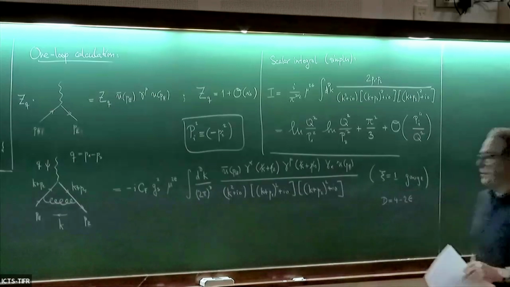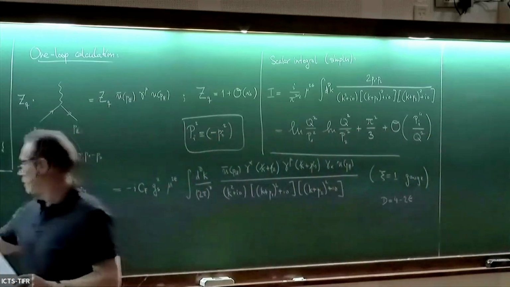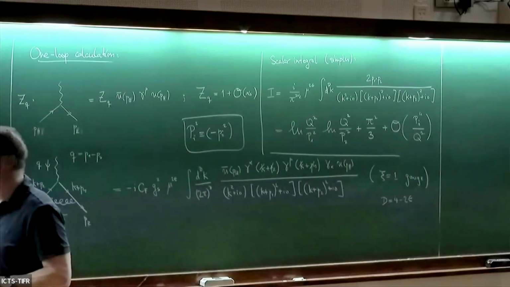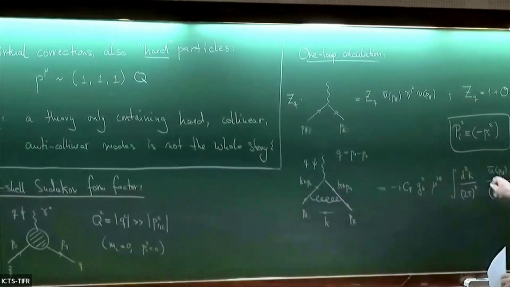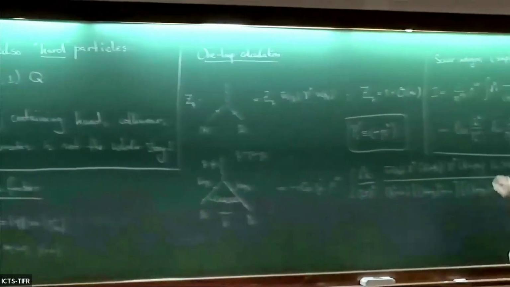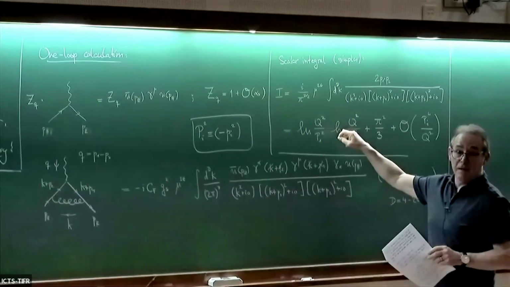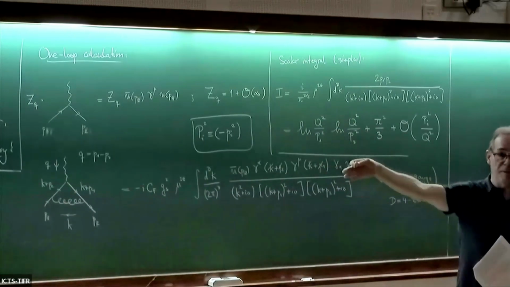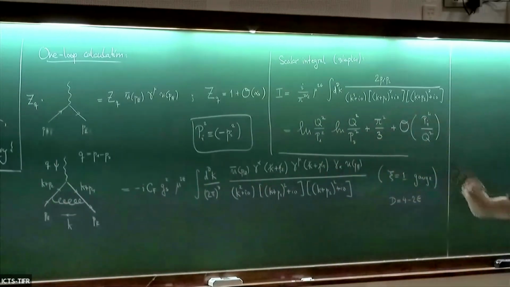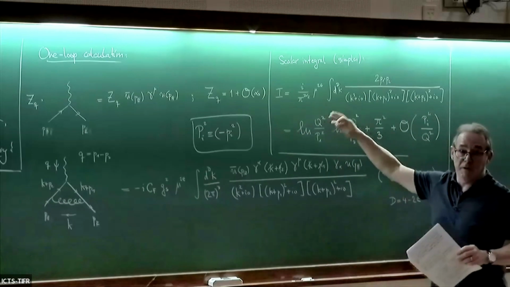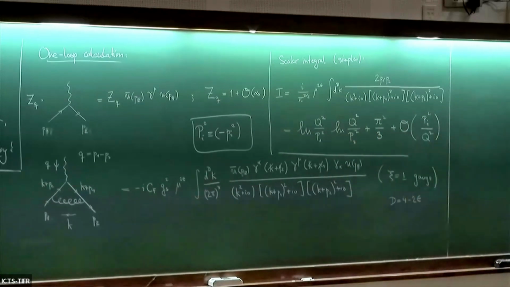And if I keep these external p squares of the quarks negative, it has the advantage that this big q square is positive, and then these logarithms are real. If you would take the little p squares to have positive values, you would pick up imaginary parts here. Usual thing.